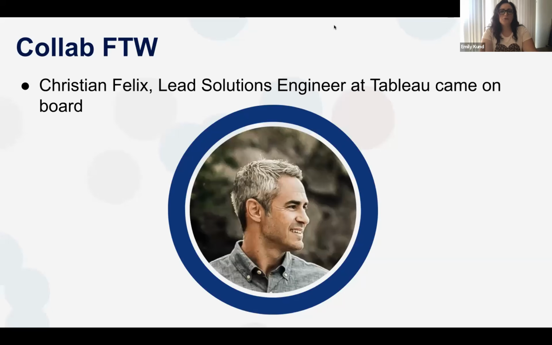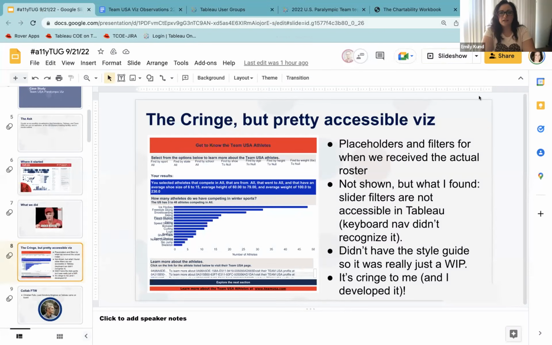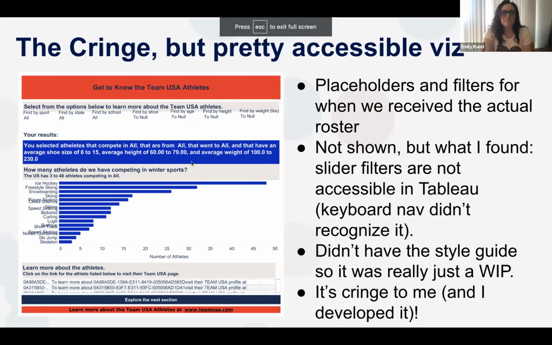I know when you, let me bring up that cringe viz one more time, just so that we can really see how Christian's brain works. So you came on board, you saw the cringe viz, and I mean, that's what I call it lovingly. What was your first thought in looking at this, from a design perspective, or to make it more aesthetically pleasing, outside of the color from the style guide?